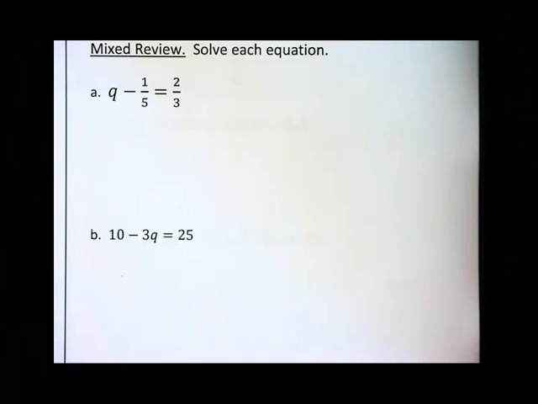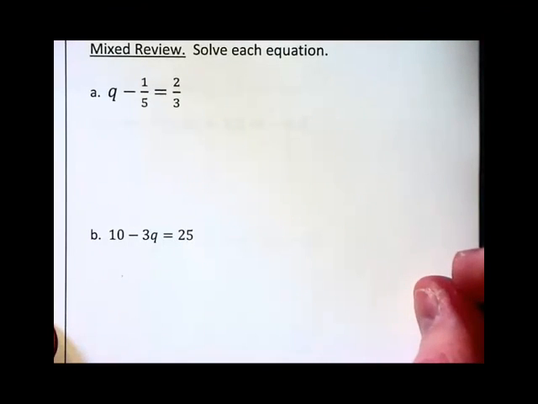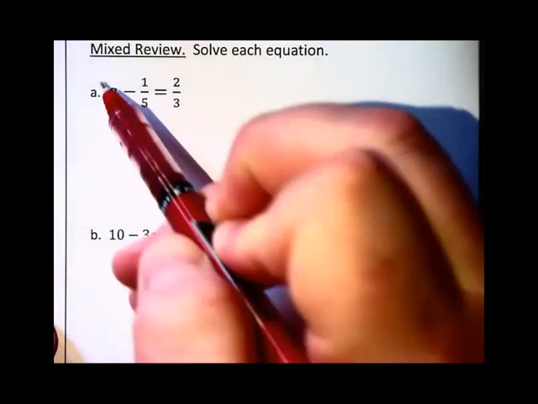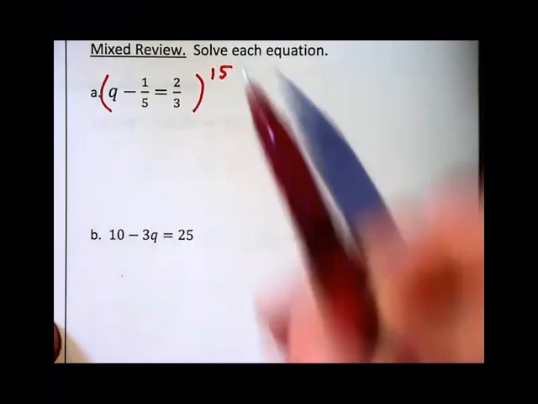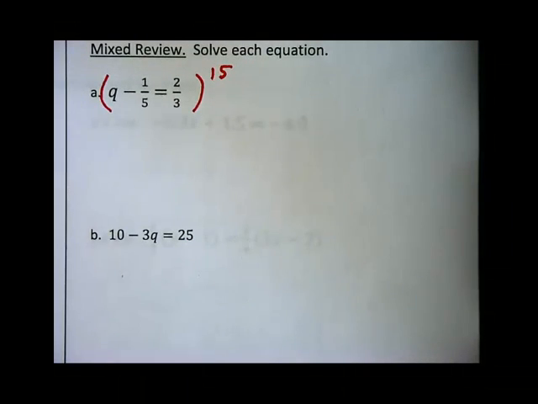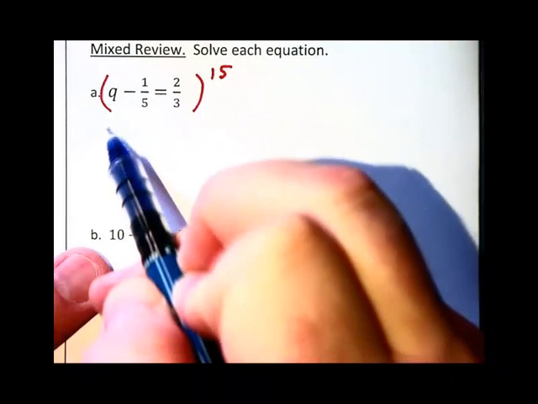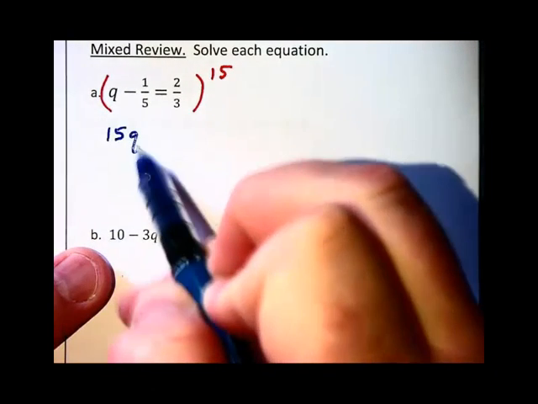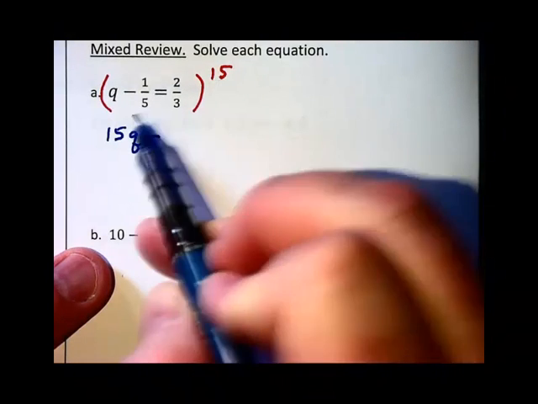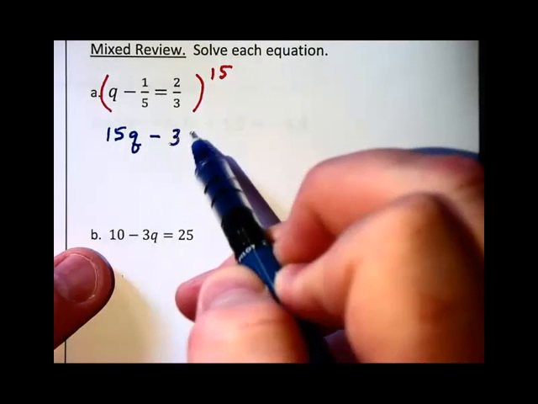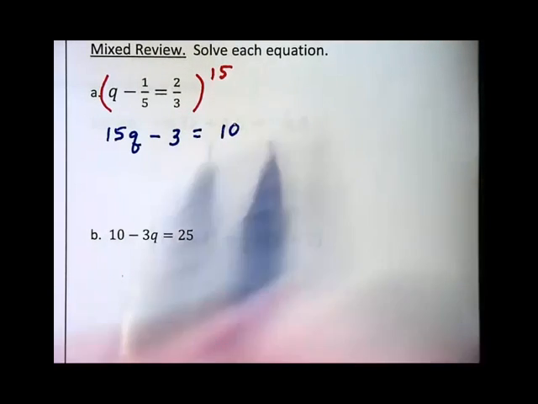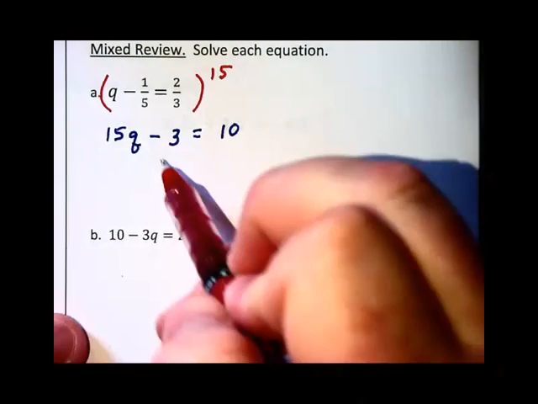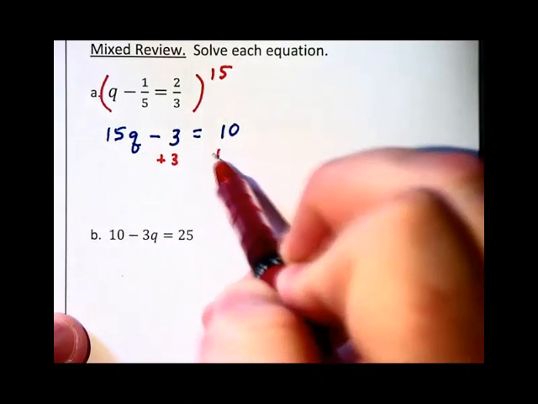Problem A here, I want to solve for Q. I want to either add 1/5 to both sides or clear the fractions by multiplying through by 15 on each side. And I'm going to choose to do that first. Multiplying through by 15 gives me 15Q minus 3, because 15 and 5 cancel, equals 2/3 times 15, which is 10. Then I would add 3 to both sides.